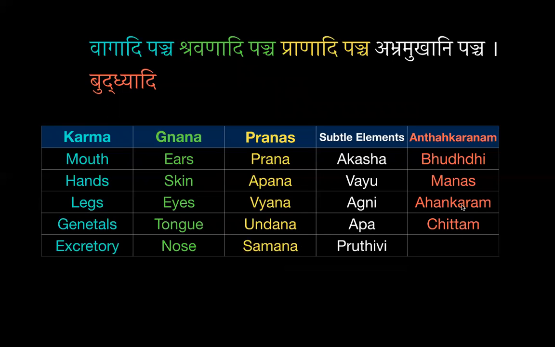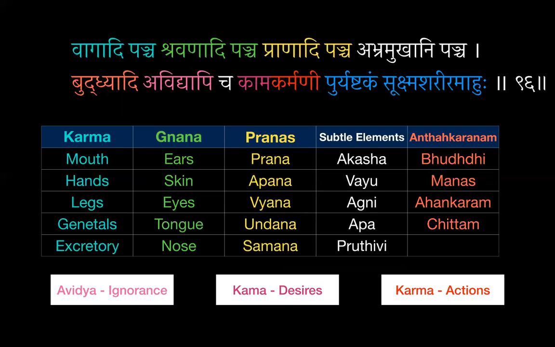So we have seen karmadi pancha, jnanadi pancha 2, pranadi pancha 3, abhramukani pancha 4, antakaranam or buddhyadi 5. So we have seen 5 puris or 5 cities. There are 3 cities remaining in Sukshma Sharira. What are they? They are avidya, kama, karma. These are the 3 more cities. Avidya, there is only one avidya. Kama, it only has one kama. And then karma, it does not have subcomponents. There is only one karma.